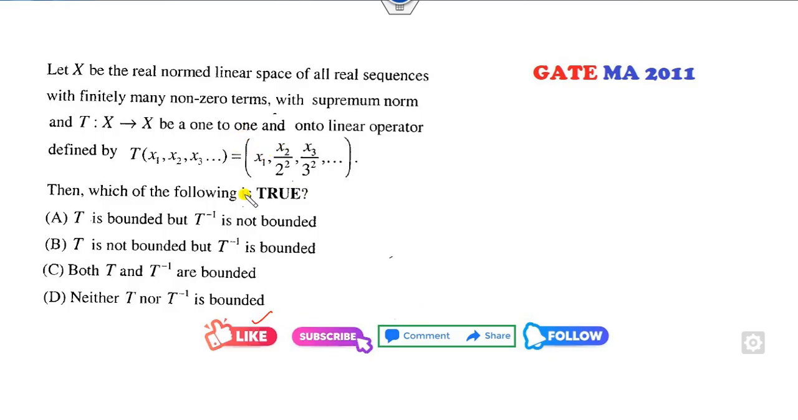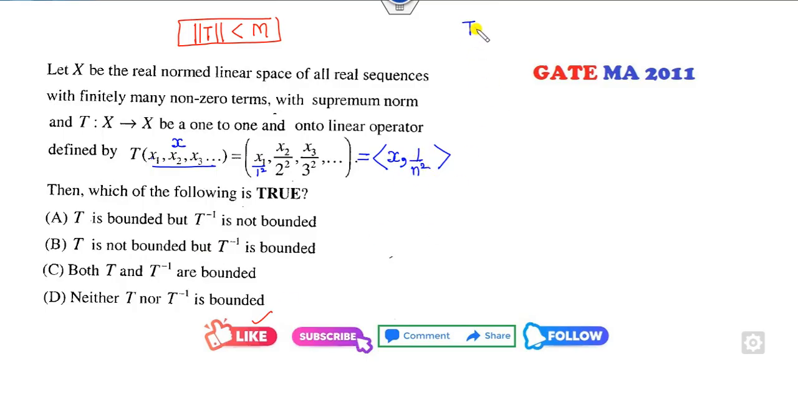Okay, so look at this function again. T is bounded or not? How can you prove it is bounded? If I find that this is less than some M, then it is bounded. Again, your target is to find the norm of T. How can I write this function? This is my x, so I can write it as x. What is the other part? It's 1 over n square.